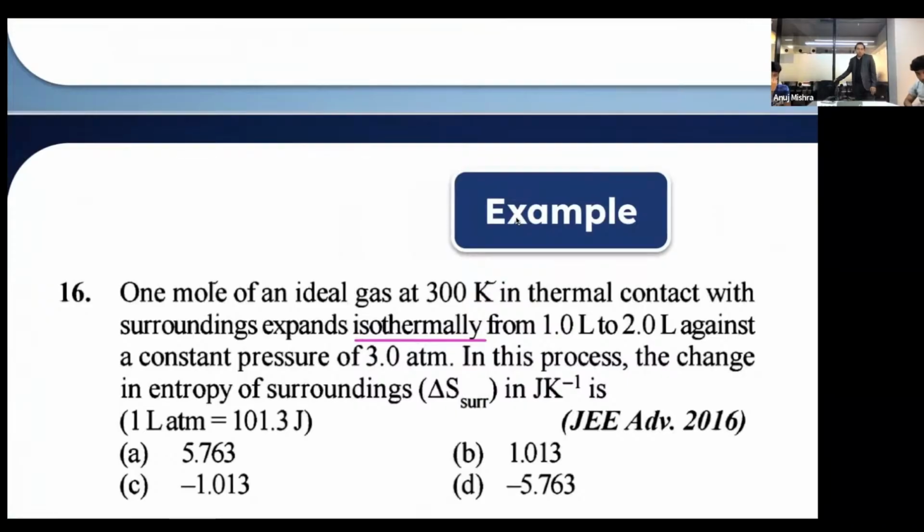Try. JEE Advanced 2016 देखो 14 में क्वेश्चन है, 16 में फिर से एंट्रोपी पे क्वेश्चन है, और एडवांस में क्वेश्चन तो 4 नंबर का क्वेश्चन होगा, एटलीस्ट 4 मार्क्स. Right? One mole of ideal gas at 300 Kelvin in thermal contact with surrounding expands isothermally from 1 liter to 2 liter against a constant pressure. Against a constant pressure. Very important line.